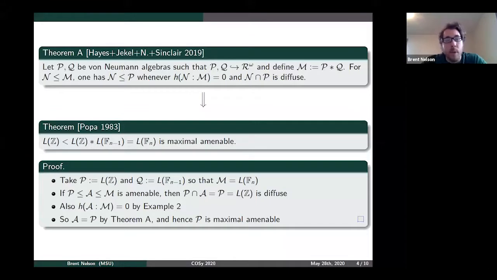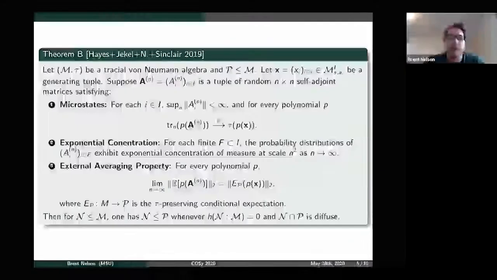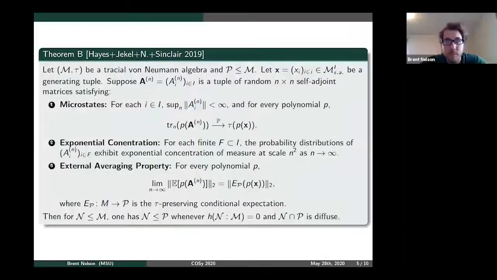And the way you prove this theorem is by proving a more technical theorem, as these things tend to go, and that's the following, which I'll call Theorem B. Here we again have a traceable von Neumann algebra, and we have a subalgebra P. We're assuming that we've got some tuple of generators, self-adjoint, and then we also have a sequence of tuples of random n by n self-adjoint matrices that satisfy the following list of conditions.